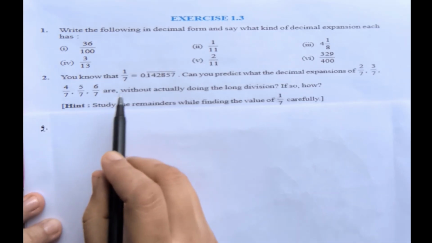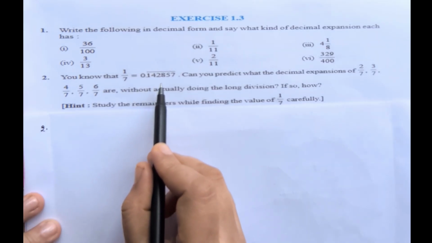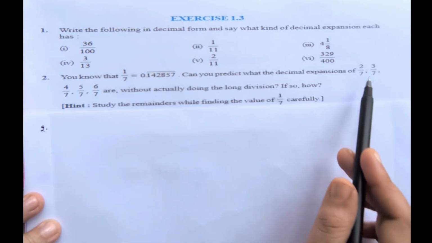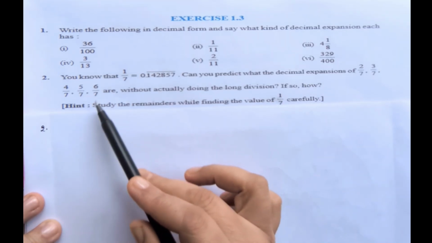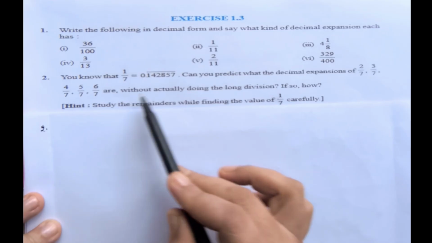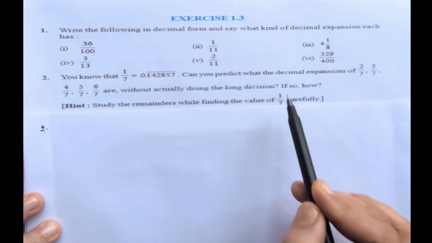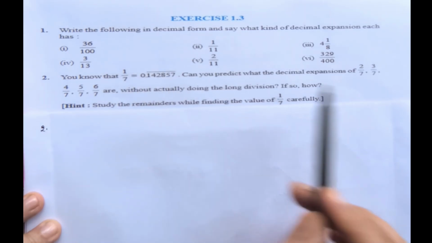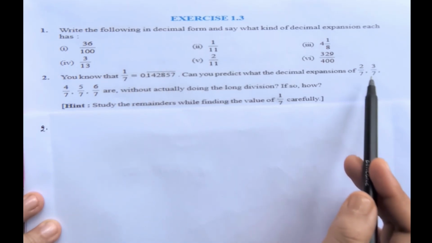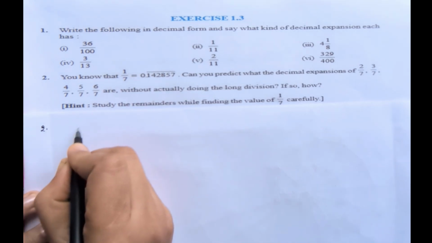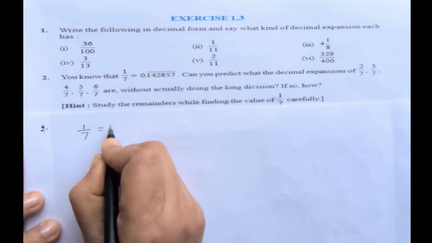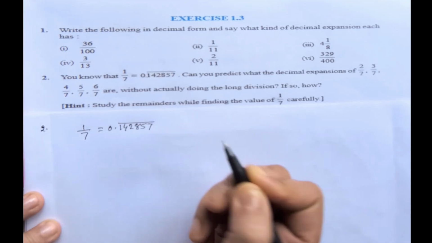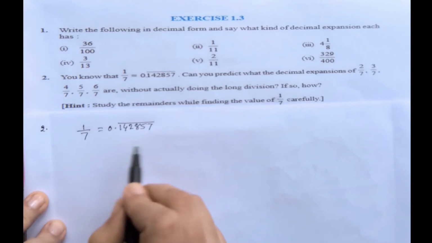Second question, we know that 1 by 7 is equal to 0.142857, that is repeating. Can you predict what the decimal expansion of 2 by 7, 3 by 7, 4 by 7, 5 by 7, 6 by 7, etc. are without actually doing the long division? From this we have to find the decimal expansion of 2 by 7, 3 by 7, etc. It is given that 1 by 7 is equal to 0.142857, a block of digits.